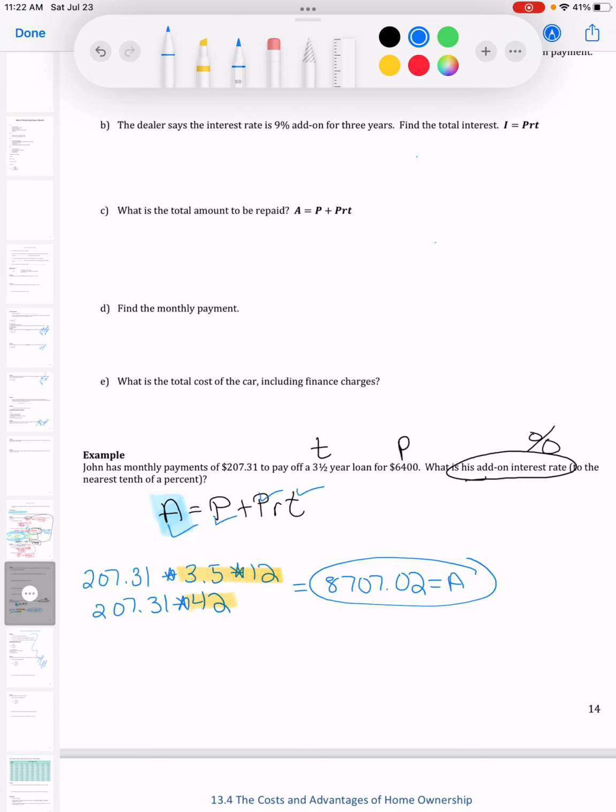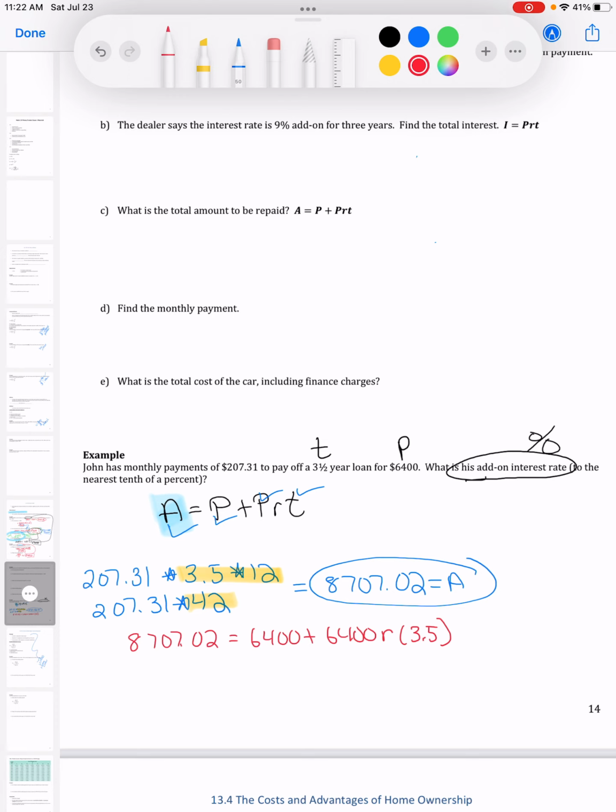So now I know A, P, and T, and I'm looking for R. So I'm going to plug all of this in. I'm going to plug in for A. I'm going to plug in for P. I don't know what R is. And I'm going to plug in for T, so 3.5.